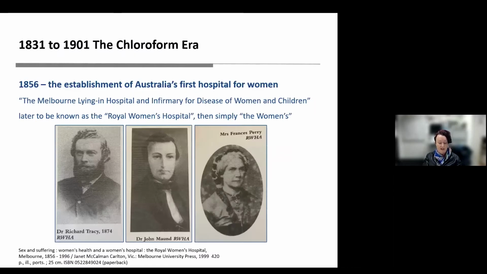In the mid-1850s, the colony of Melbourne was a bustling town, and two young obstetricians, Dr. Richard Tracy from Ireland and Dr. John Maud from England, saw the need for a lying-in hospital, a hospital that cared predominantly for unmarried or homeless mothers and sex workers. Working with a ladies' committee, which was very common in that time, led by Mrs. Fanny Perry, they established Australia's first hospital for women, the Melbourne Lying-in Hospital and Infirmary for Diseases of Women and Children. This was later to be known as the Royal Women's Hospital, then simply the Women's, the hospital I work at today.